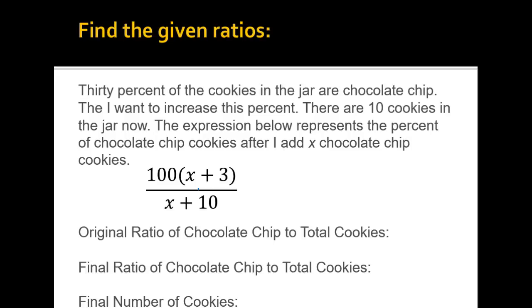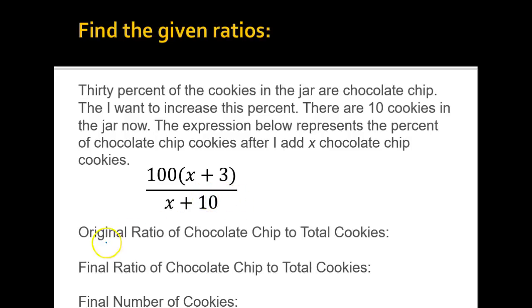30% of the cookies in the jar are chocolate chip. I want to increase this percent. There are 10 cookies in the jar now. It's always better to increase the number of cookies you have. The expression below represents the percent of chocolate chip cookies after I add X chocolate chip cookies. We're going to come back to that expression in just a minute.